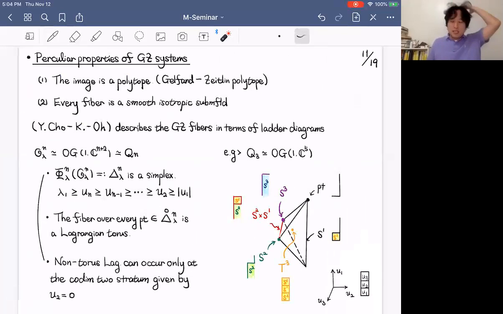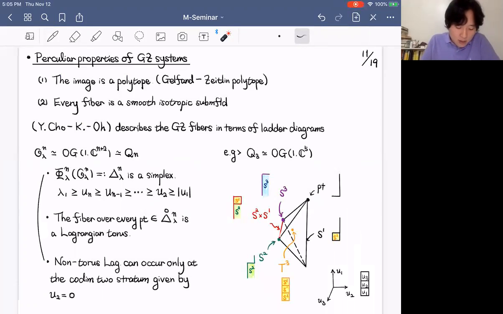Now let's recall the peculiar property of the Gelfand-Zeitlin system. Actually, the image is a polytope, okay? And moreover, every fiber is a smooth isotropic submanifold, even over the critical value. Even if you choose a point that is a critical value of the moment map, the fiber is smooth isotropic.